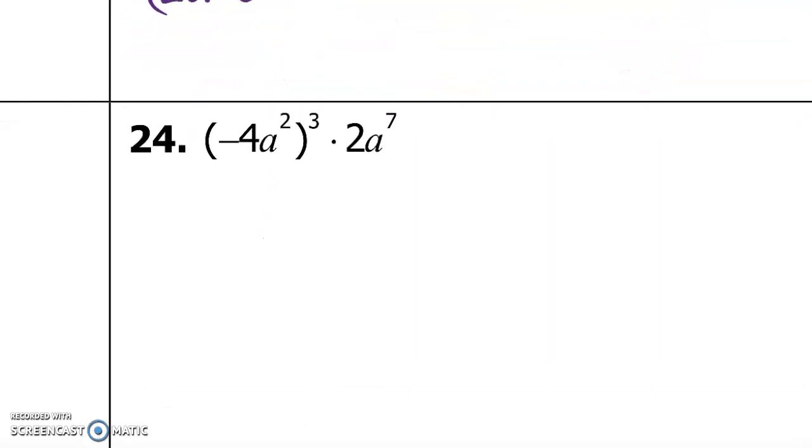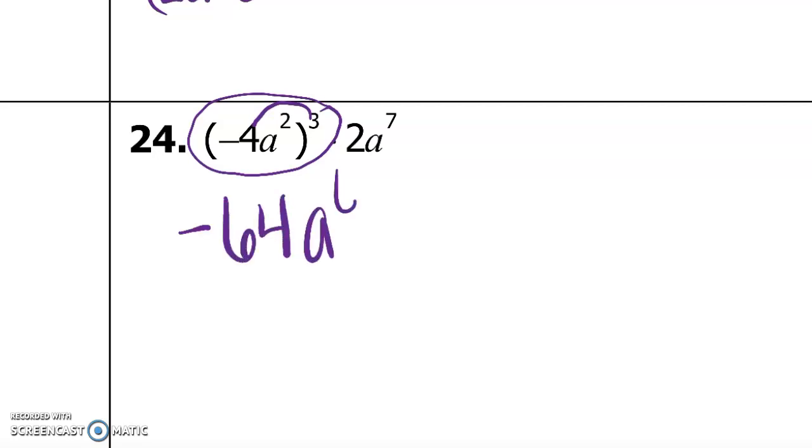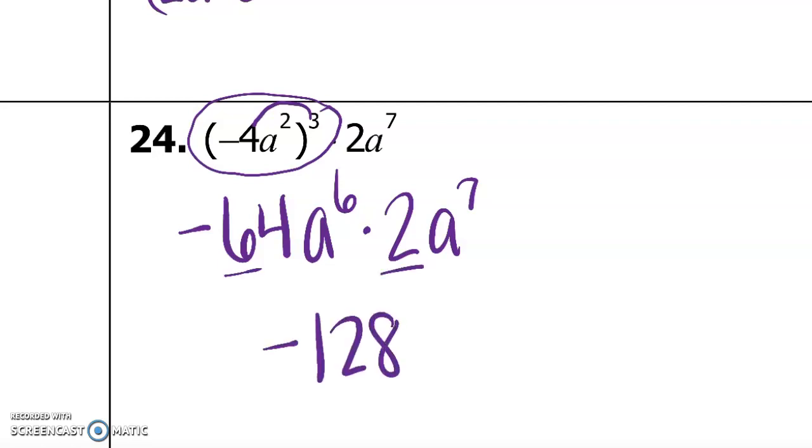Number 24. You have to take care of this exponent before you can multiply. So negative 4 to the third gives us negative 64 a to the 6th times 2a to the 7th. So negative 128, multiply your coefficients, add your exponents. Negative 128 a to the 13th.